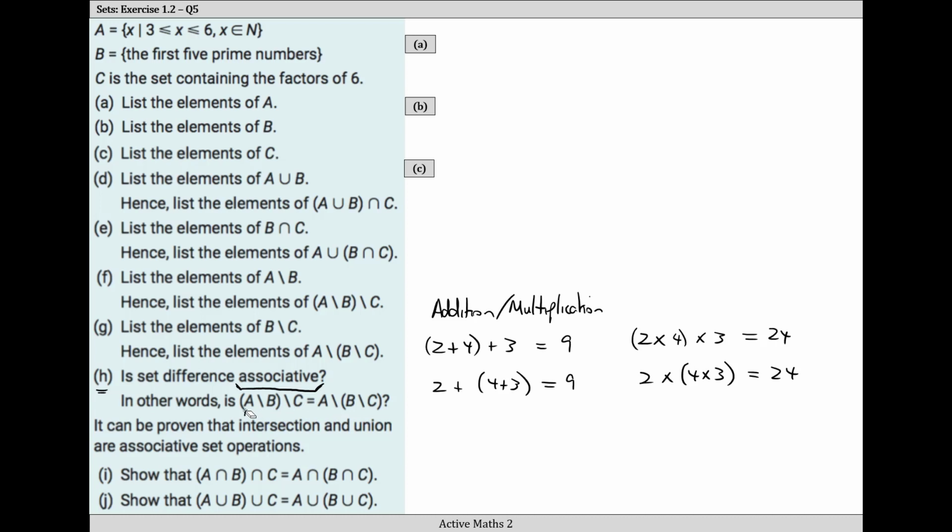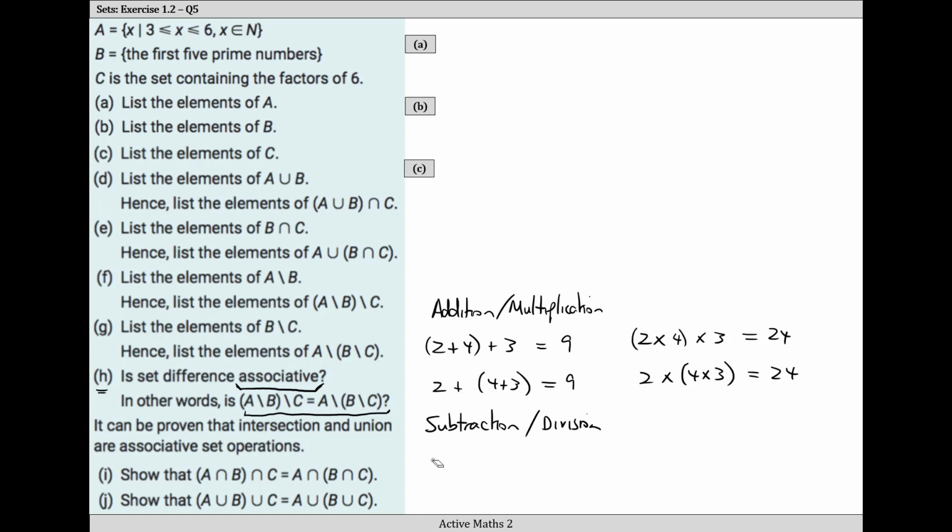And later on, we're going to see, well, is A without B and then without C, is that the same as A without B without C? And so if it is, well, then it's associative. And if it's not the same, well, then it's not associative. Let me give you an example of something that's not associative. Subtraction and division are not associative. So subtraction and division. Let's see why.